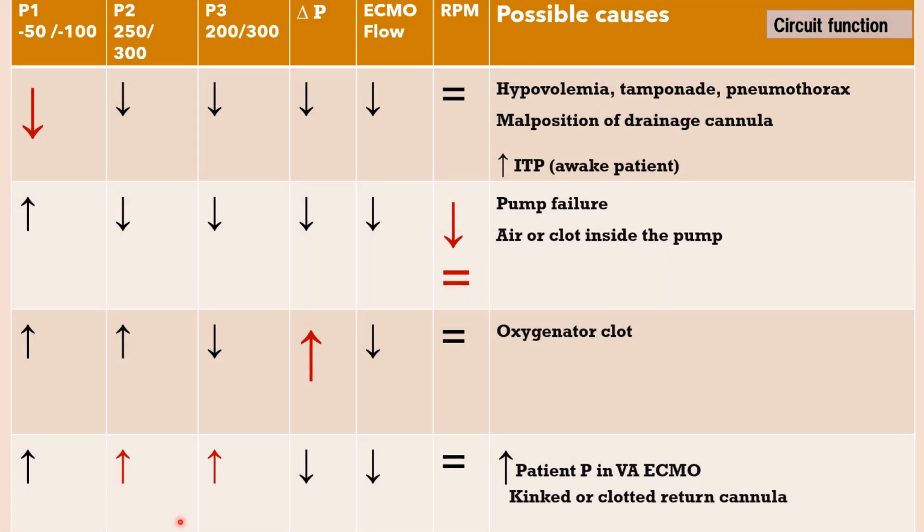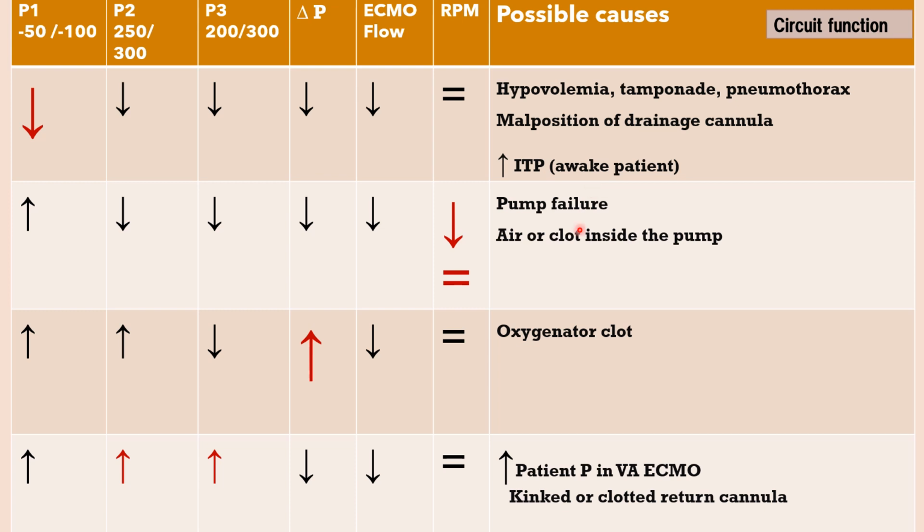This table summarizes the significance of every pressure and its interpretation. It should be memorized by everyone who works on ECMO. If we have, for example, decreased P1, we should consider that this patient may have hypovolemia, increased intrathoracic pressure, an abnormally positioned cannula, or the patient may be awake.